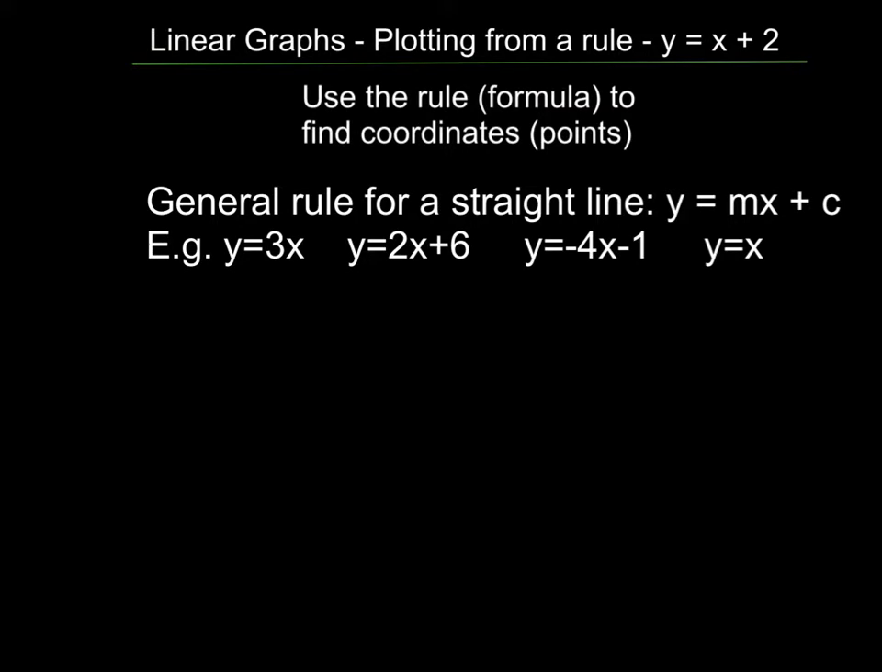Here are some examples of linear graphs. A linear graph will have a y and an x plus some numbers. This one is y equals 3x. Another one is y equals 2x plus 6. Another example, y equals minus 4x minus 1. And another example, y is equal to x. They all have the form, or look like, y equals mx plus c. Y equals mx plus c is the general form of a linear graph.